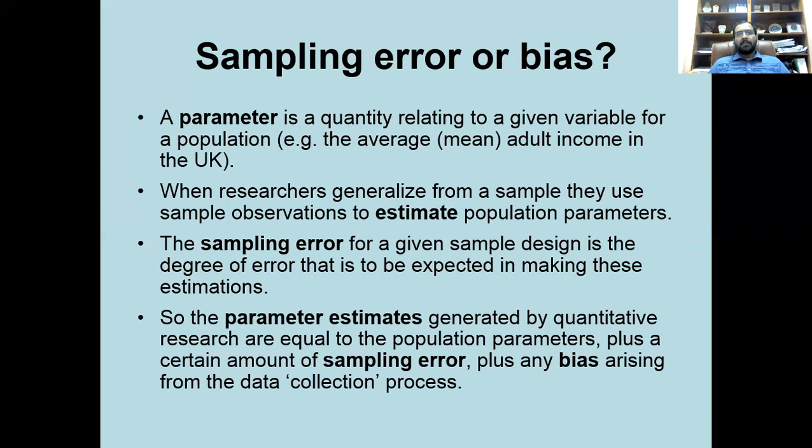So the sampling error for a given sample design is the degree of error that is acceptable in making these estimations. There is something acceptable and something unacceptable. If the sampling error is too big, then obviously your supervisor will say, I'm not convinced, because the sampling error is too big and you are making a generalization. That generalization is not acceptable. So you have to see where you did wrong in your research method.